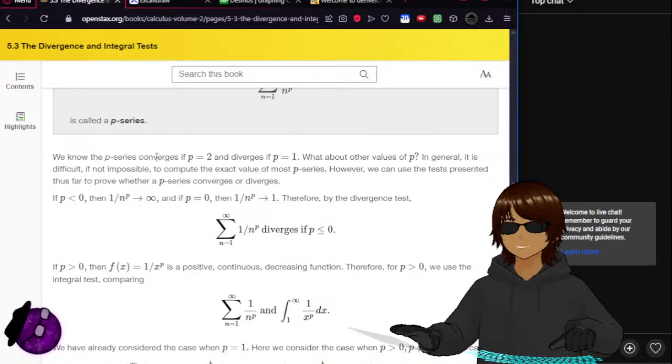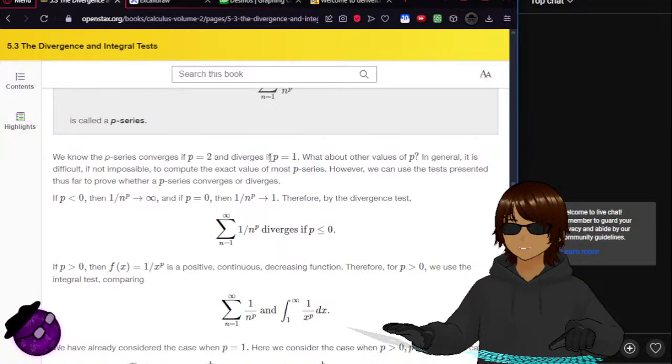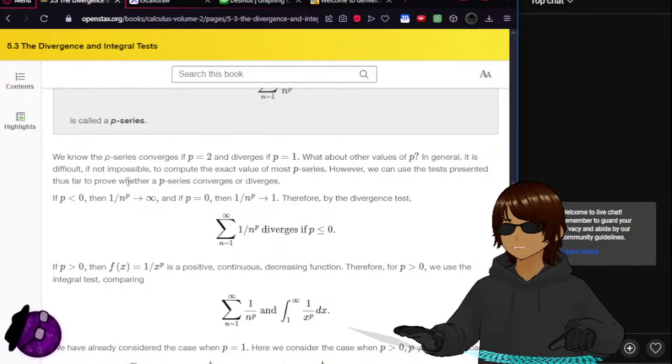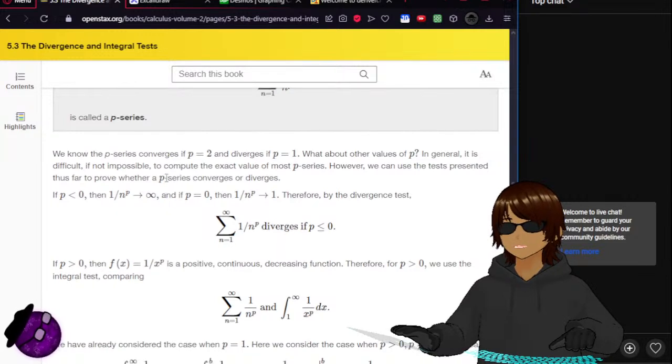We know that the p series converges if p is equal to 2 and diverges if p is equal to 1. What about other values of p? In general, it is difficult, if not impossible, to compute the exact value of most p series. However, we can use the tests presented thus far to prove whether a p series converges or diverges.